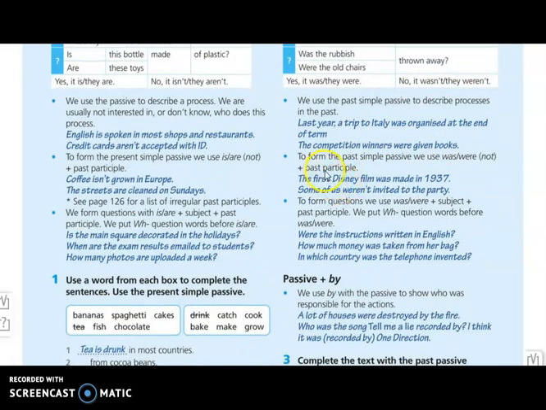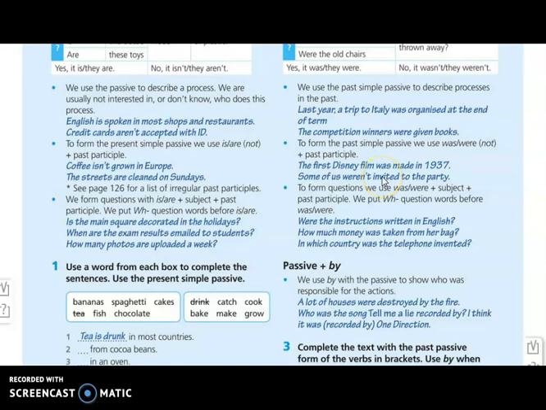Next point is to form the past simple passive we use was or were or wasn't or weren't plus past participle. Like the first Disney film was made in 1937. Disney film is singular, so we used was. And here the past participle is made from make. Some of us weren't invited to the party. Here we used weren't because we have plural, which is the pronoun us, or some of us. Invited is the past participle. It's a regular verb from invite.